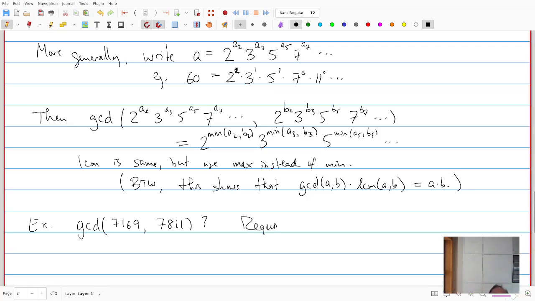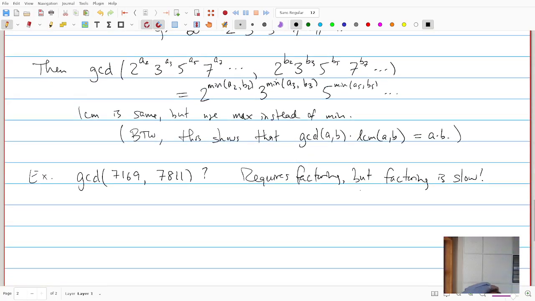So this requires factoring, but factoring is hard. I really shouldn't say hard. People do use the word hard in that technical sense, but let's just say it's slow. That's really what I mean when I say hard. So, the question is, is there a better way?